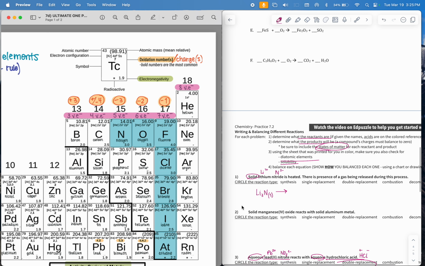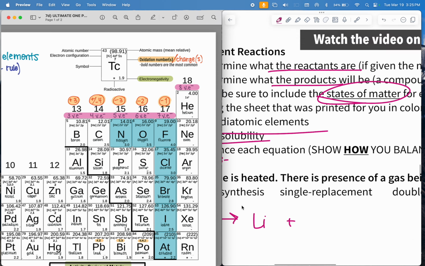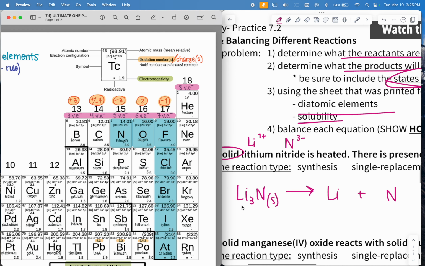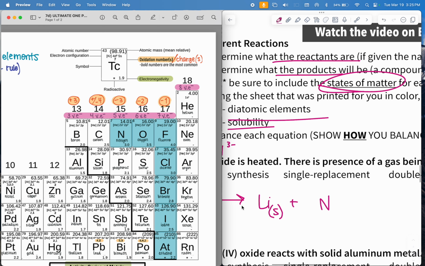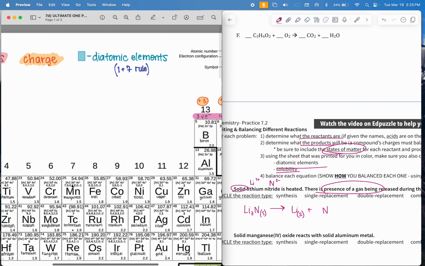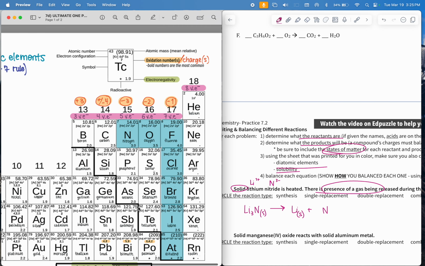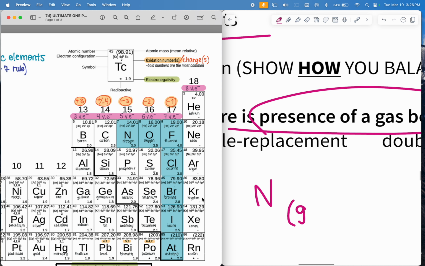So we will have lithium and nitrogen. Lithium is a metal, so that would be a solid. And then it says there is presence of a gas. Well, nitrogen is a well-known gas. Most of these, actually no, all of our elements on this side of the periodic table for the most part are gases. So that's how we would know that. Nitrogen is going to be our gas.